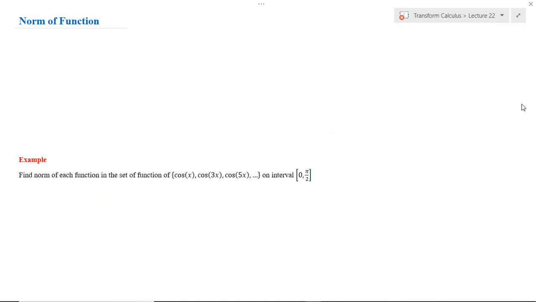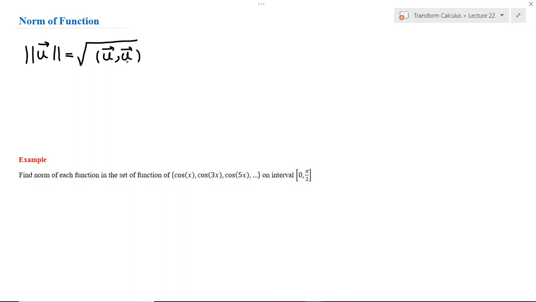In the last lecture, I talked about normal vectors. So we said if we have a vector like u and I want to find the norm of u, we can find it by this equation. It's equal to the root of the inner product of u and u.